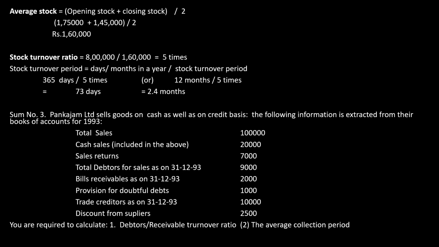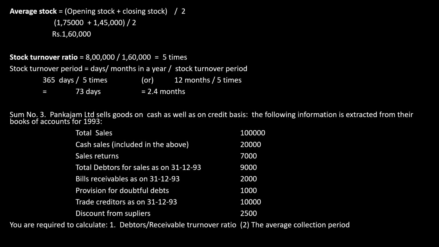The sales. What is the sales here? 1 lakh. Then what are the cash sales included in the above? 20,000. Then sales return is 7,000. The data for the sales that we are doing is for 1993. Closing debtors is given as 9,000. Closing BR is given as 2,000.